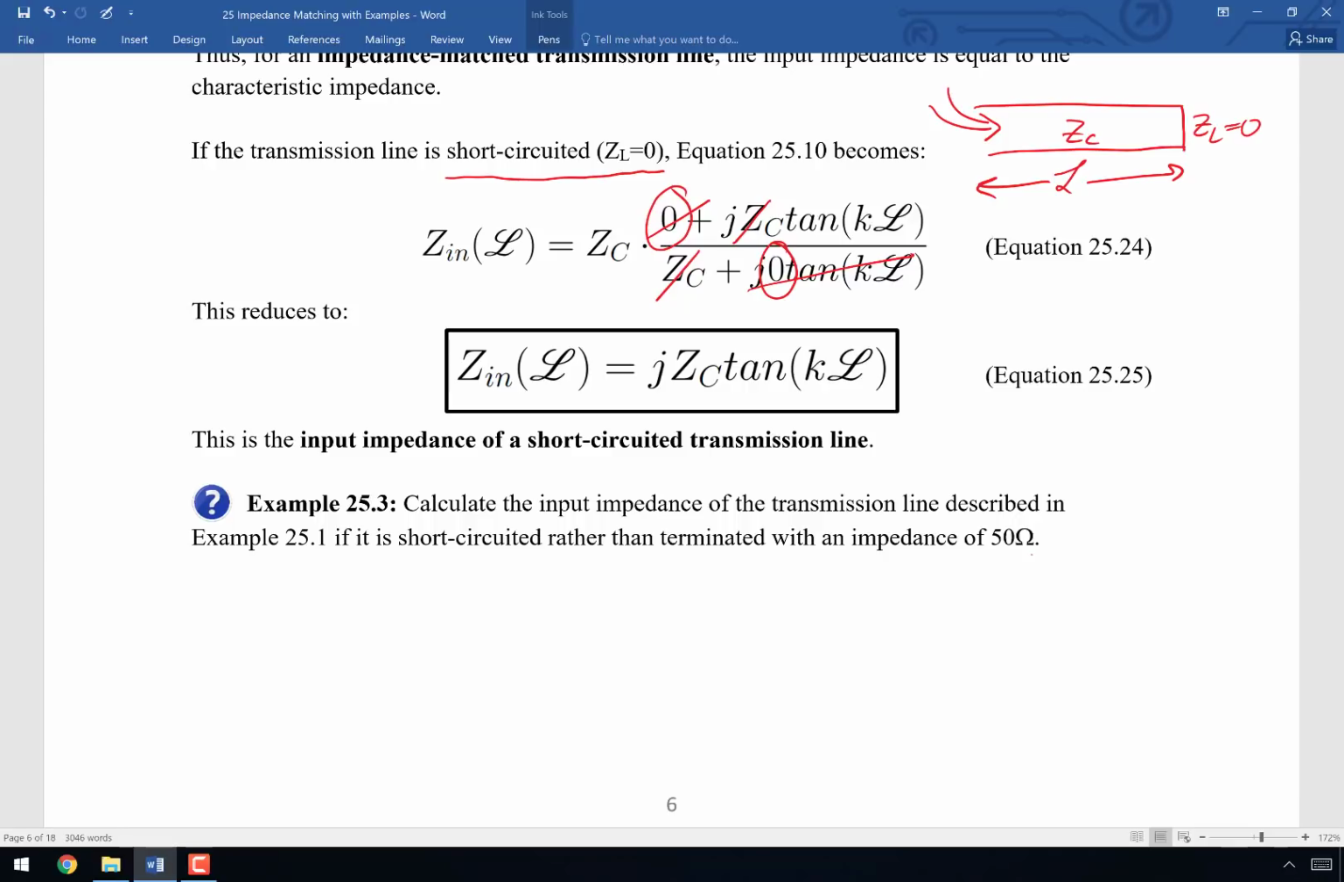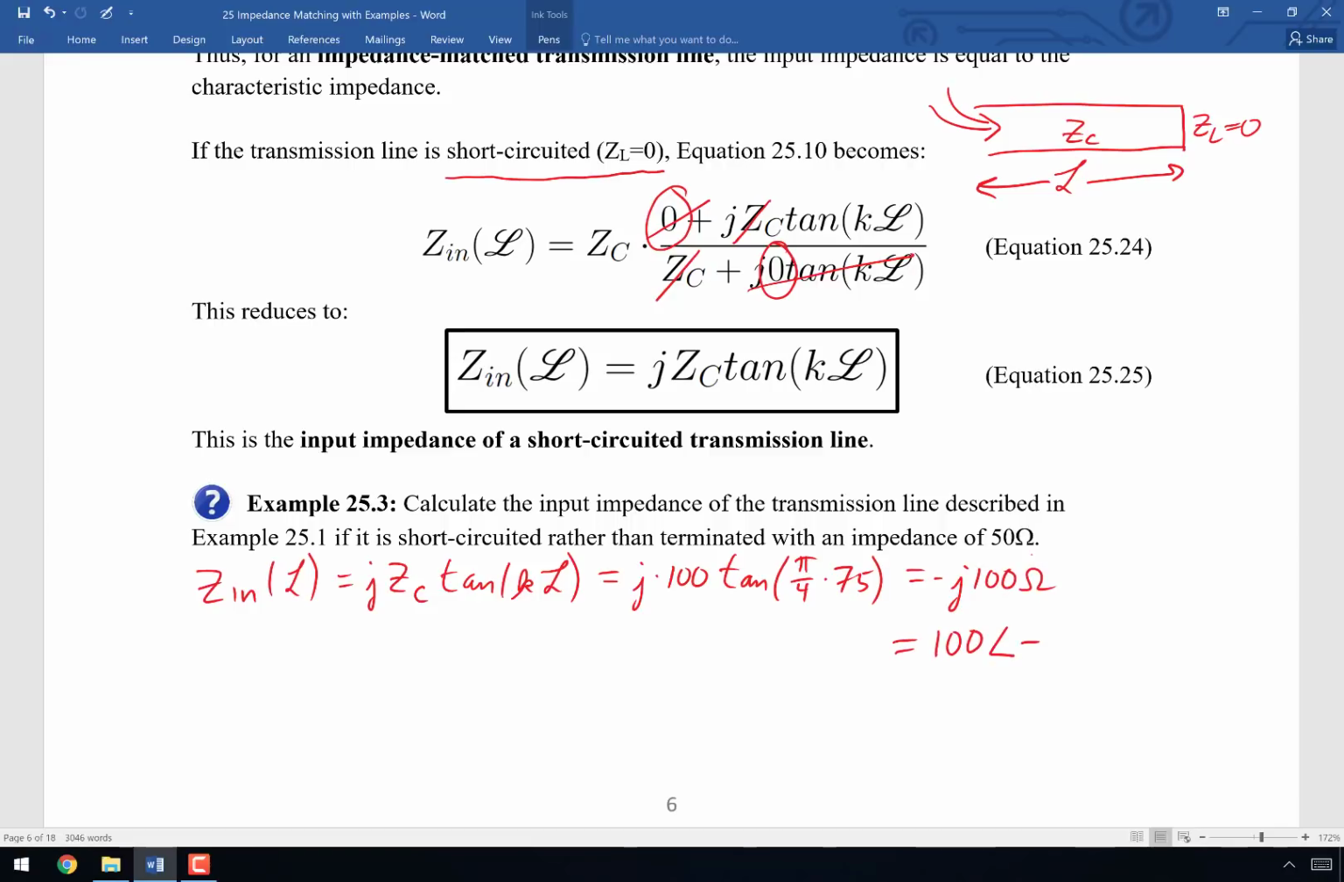So let's calculate the input impedance of the transmission line from 25.1 if it's short-circuited rather than terminated with a 50 ohm impedance. So there, Z sub N of L is going to be equal to j Z sub C times the tangent of K times L, which is equal to j times 100 times the tangent of pi over 4, that's the K, times 75 meters, and that works out to be negative j 100 ohms, which you could write as 100 at an angle of negative 90 degrees ohms.